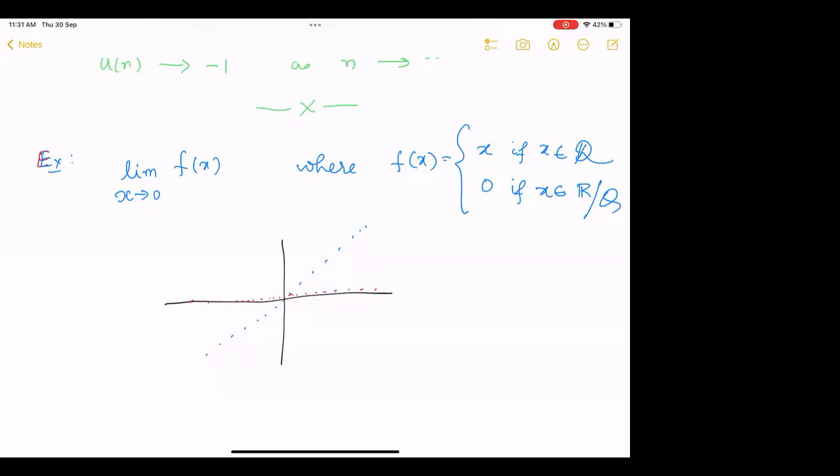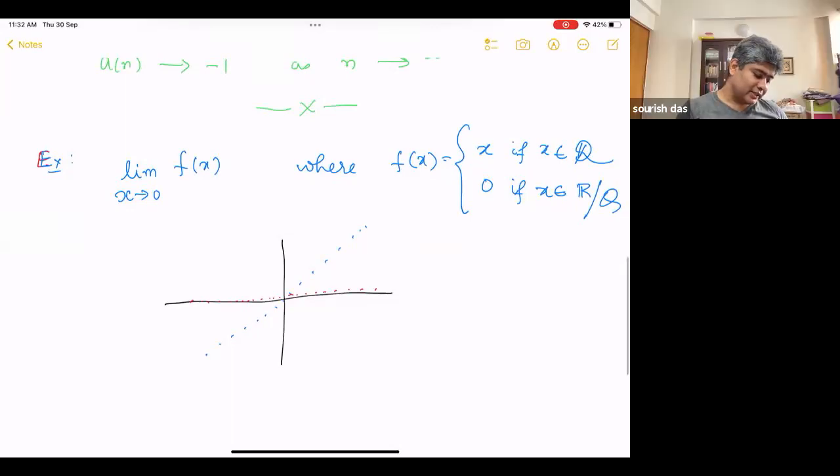Close to 0, it doesn't matter whether it's irrational or rational, the value is going to be 0. If we take a rational sequence xn converging to 0, then f of xn is also converging to 0. And similarly, if we take an irrational sequence yn converging to 0, we see that f of yn will be 0 for every term. So that is also converging to 0. So for every real sequence converging to 0, f of xn goes to 0.